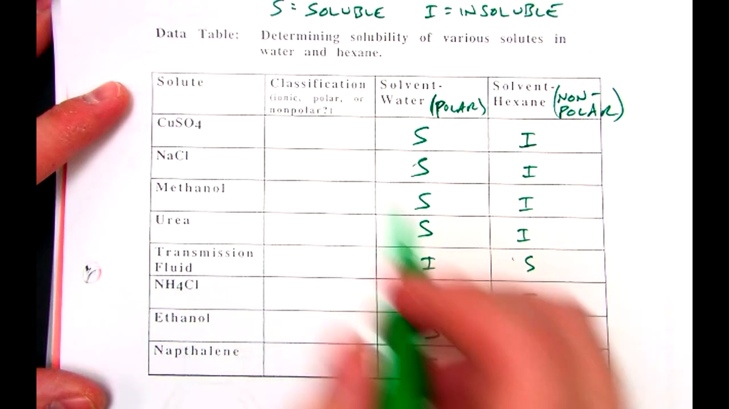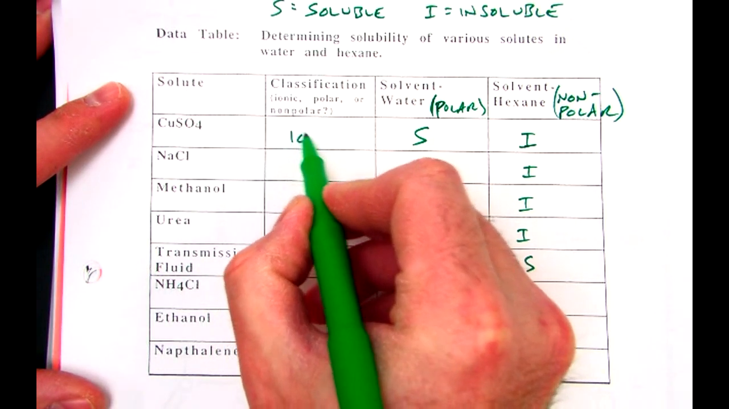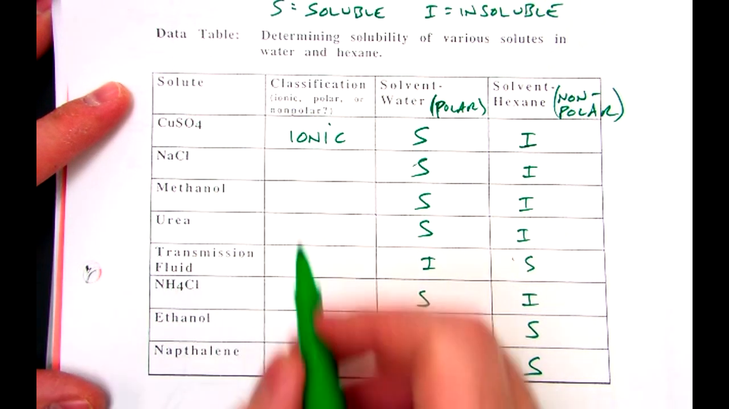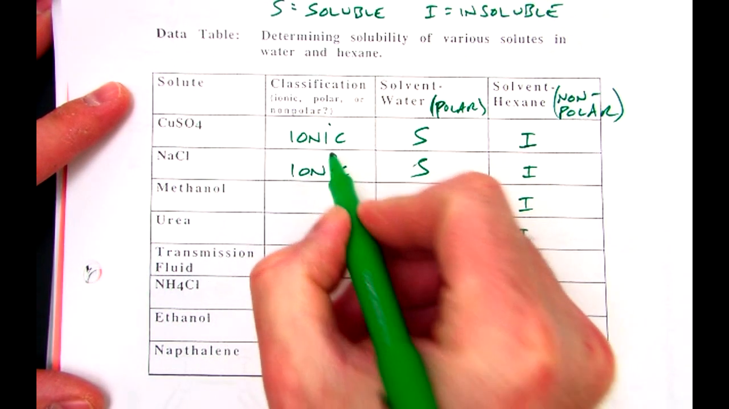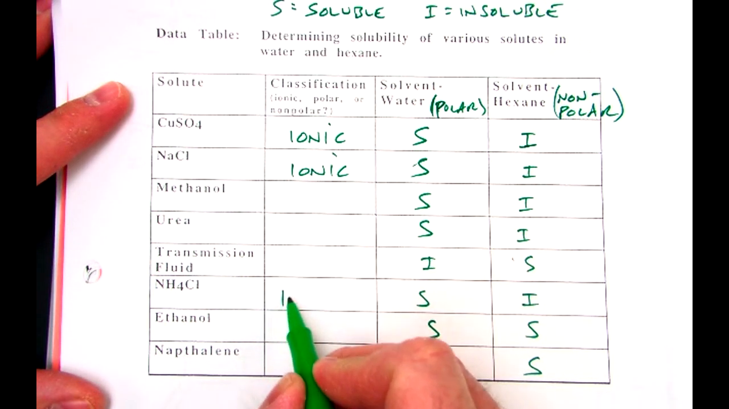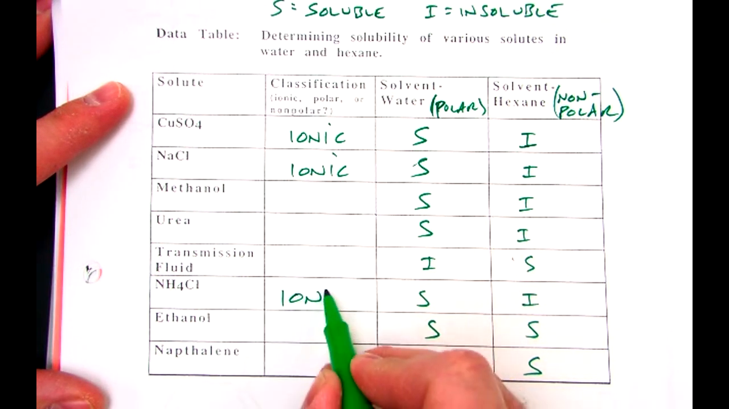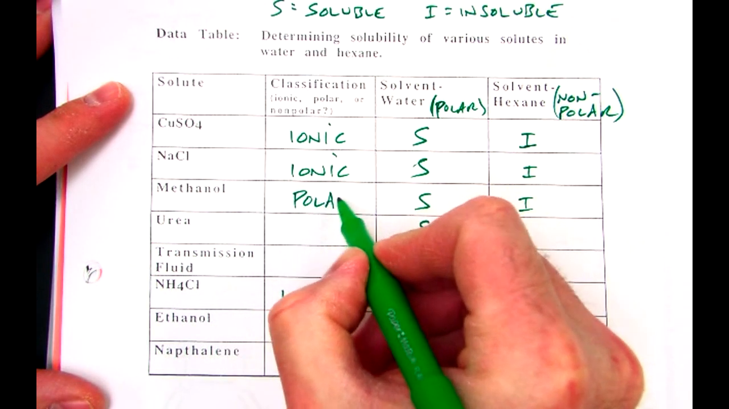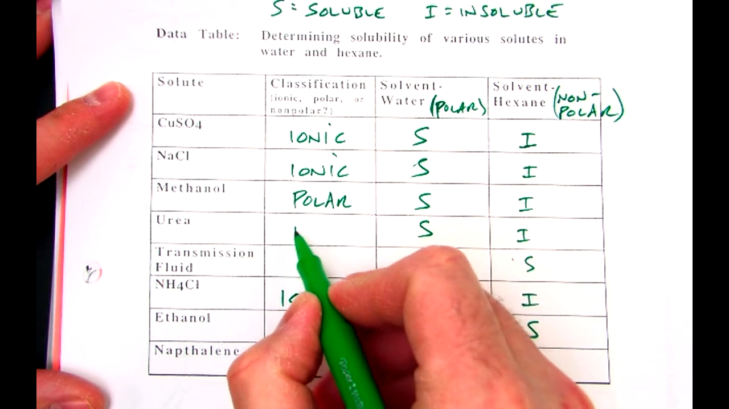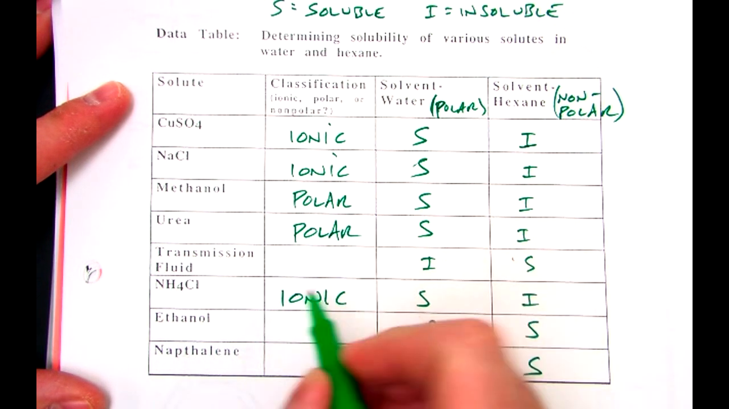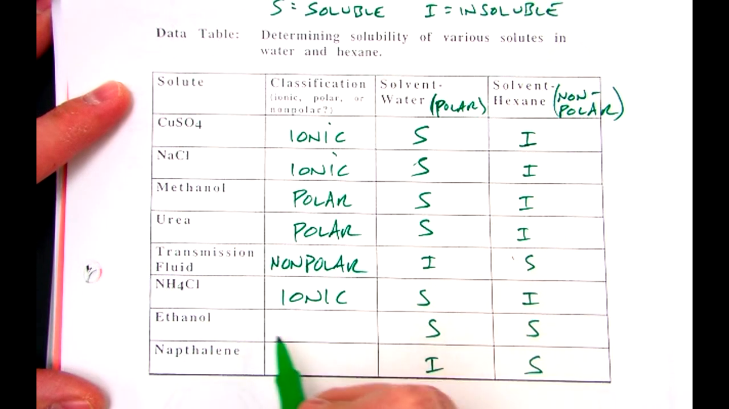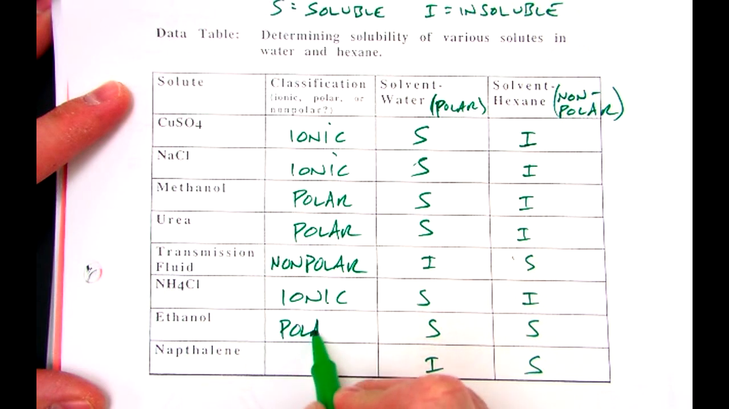Copper sulfate, CuSO4, is an ionic substance. We're going to go over how they're classified, either ionic, polar, or nonpolar. NaCl is ionic, and NH4Cl is ionic. Methanol is polar. Urea is polar. Transmission fluid is nonpolar. Ethanol is polar, and naphthalene is nonpolar.